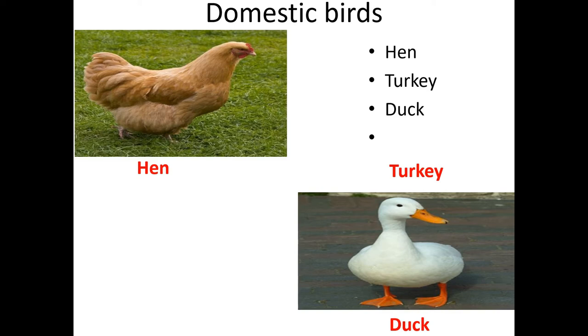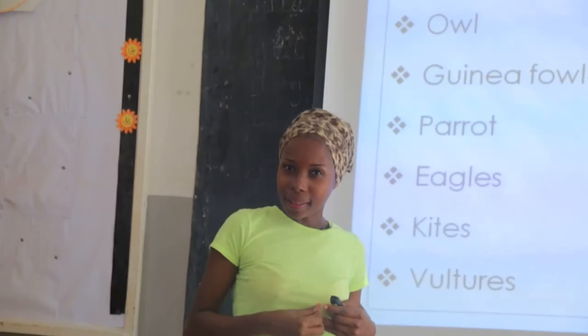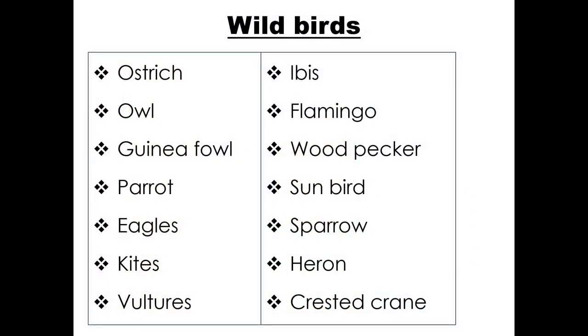This is a turkey. Seen a turkey? Now, let's look at the wild birds. What are wild birds? Remember wild animals? We said the domestic birds are birds kept at home. The wild birds. What are wild birds? Where do you think they are found?